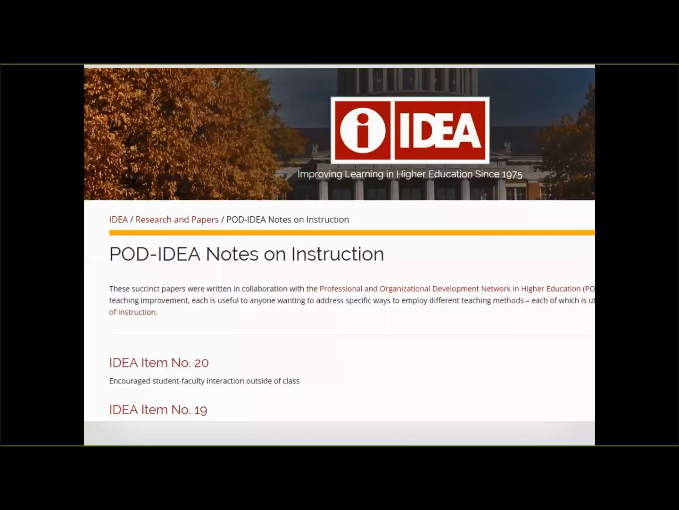And if you are close partners with IDEA, or you're on the IDEA website a lot, you'll see that they have POD notes, and some of the information I'm going to share today you'll also find repeated in the POD notes, or they are associated with certain IDEA items that are all about the things we can do to improve teaching and learning.